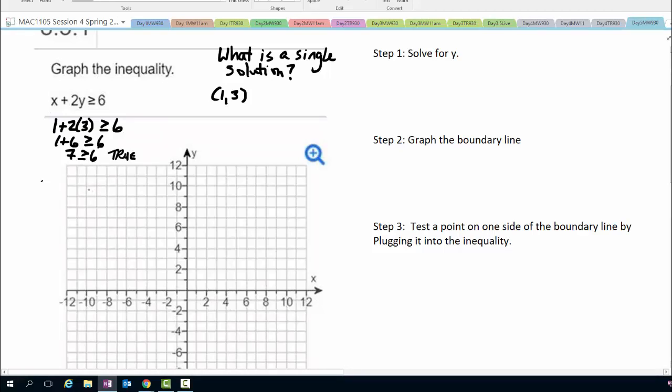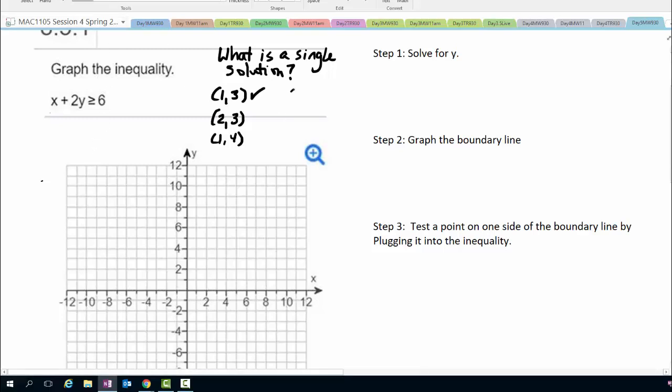Okay. Can anyone think of another solution to that inequality? 2 and 3. Okay. 2 and 3. 1 and 4. Yeah, that would work too. What about 1,000,000 and 2,000,000? Yeah, that would work too, right? 0 and 3. Oh, that's an interesting one.